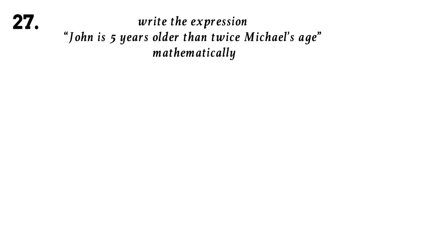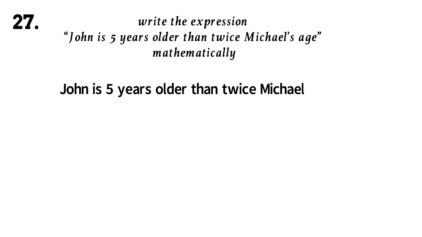Question 27. We are writing the expression, John is 5 years older than twice Michael's age, mathematically. Let's write the expression here so we can easily work with it. Translation of expression is very common on the GED. We will just solve this question and add a link in the description where you can get more information to master it. Please check it out.